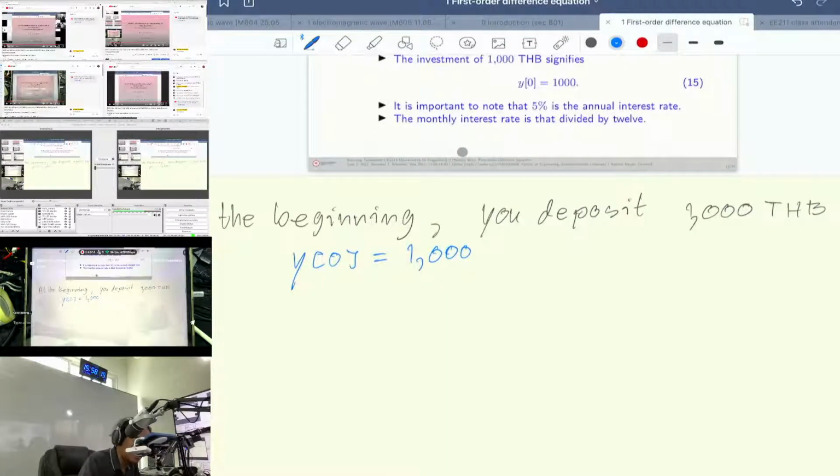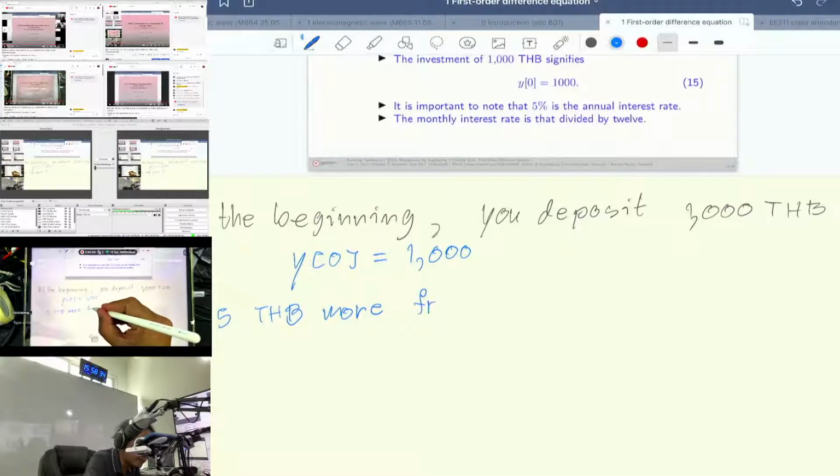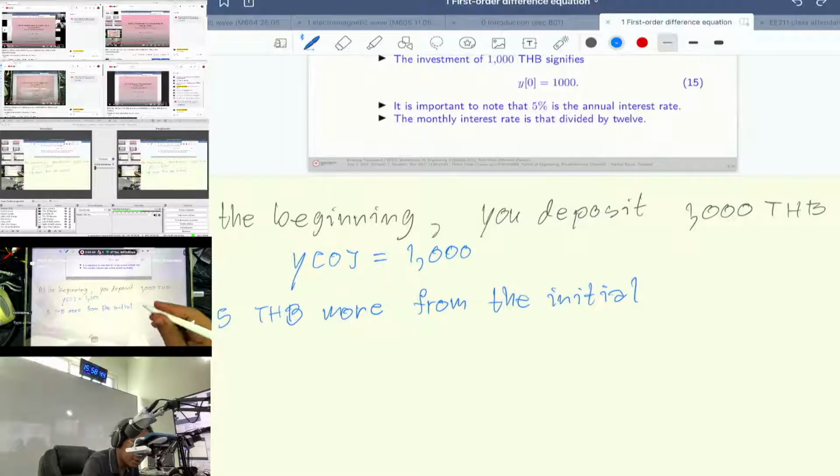The interest rate of 5% compounded monthly, so what does that mean? They're going to give you 5 Thai baht more from the initial 100 Thai baht every year.